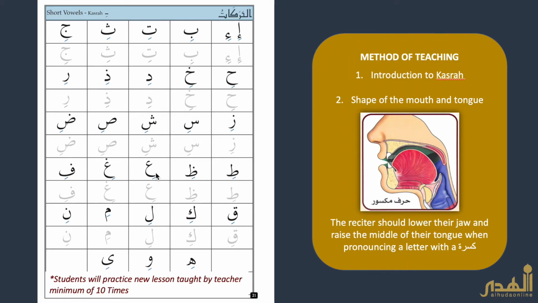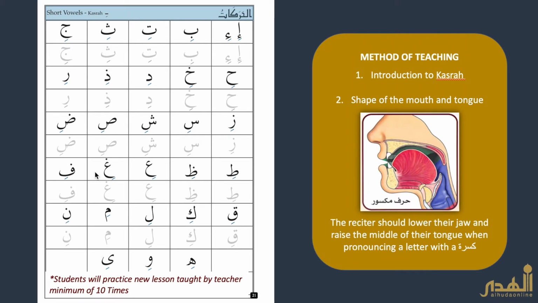Okay. Next we have I. Again, the student will say I, ri, ri, fi, fi, qi, qi, ki, ki, li, li, mi, mi, ni, ni, he, he, we, ye, ye. Once they have mastered this and read it with you, you will ask them to practice 10 times, and then you will listen to them the next day, and also make them read it backwards.